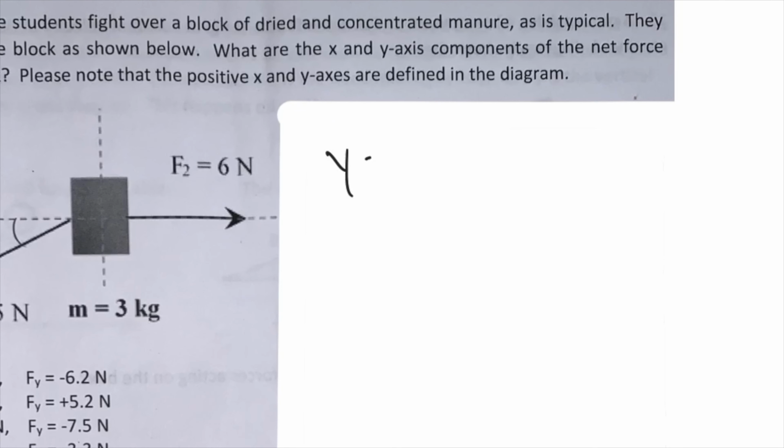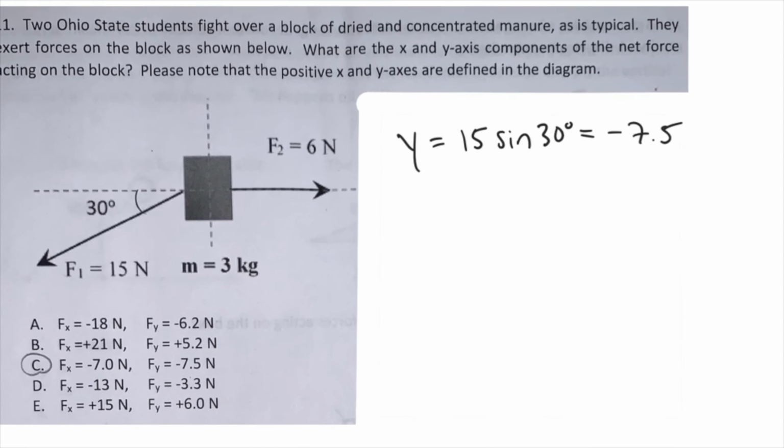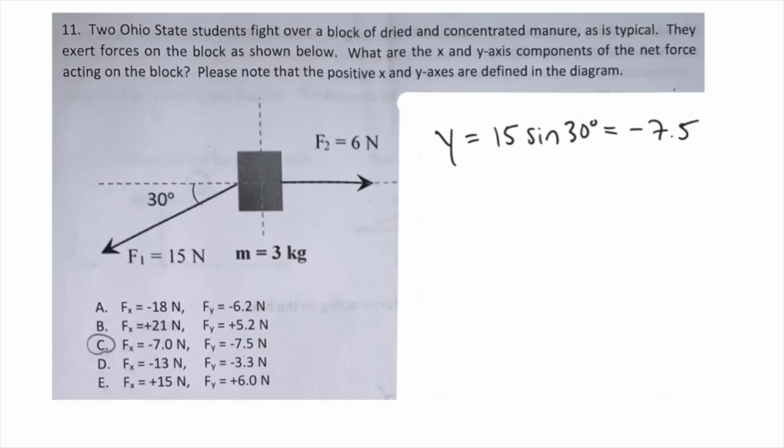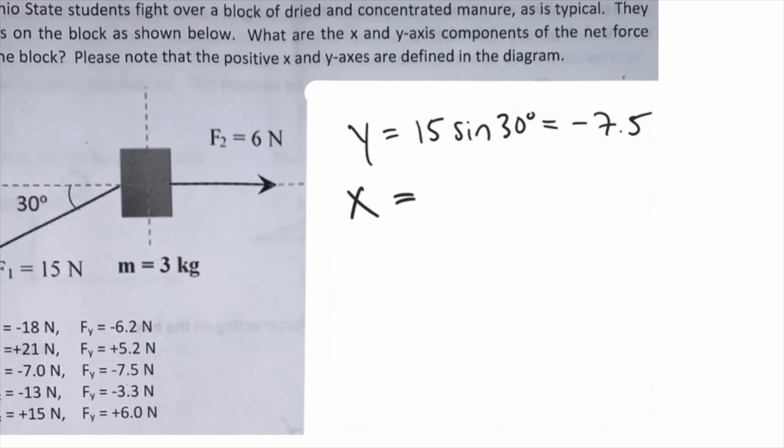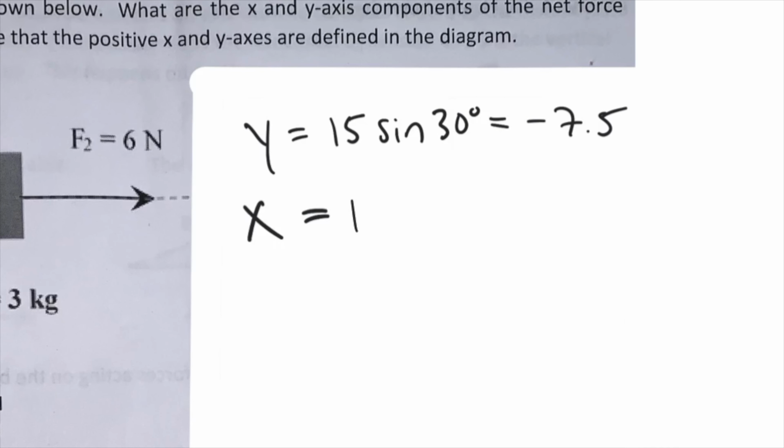In the y direction, 15 sine 30 will be equal to negative 7.5, which is how much force is being exerted in the negative y direction by force 1. If we calculate the x direction using trig, 15 cosine 30 is equal to negative 13.